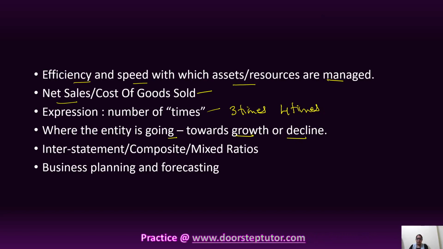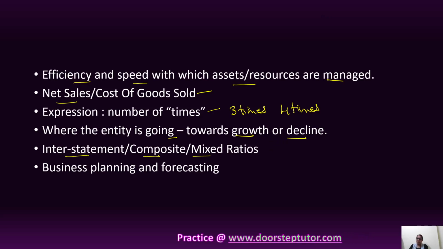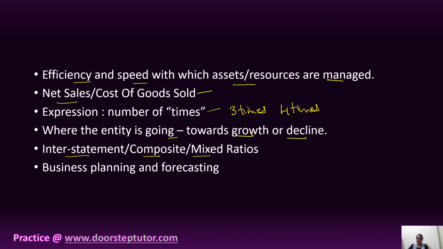Now, these ratios are also known as mixed ratios, composite ratios, or interstatement ratios. Why? Because in order to compute activity ratios, we take the accounting figures that are disclosed in both the income statement as well as the position statement. Information provided in the profit and loss account as well as the balance sheet is utilized in order to compute these ratios. Hence, they are also known as interstatement ratios.